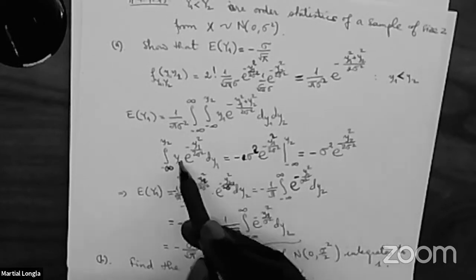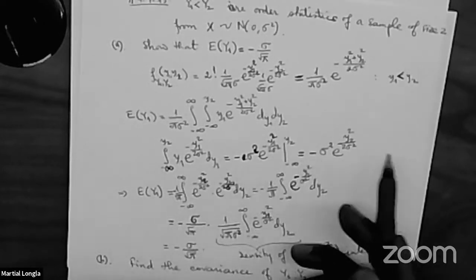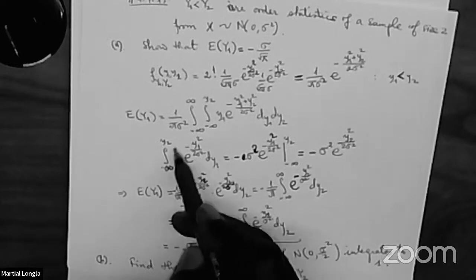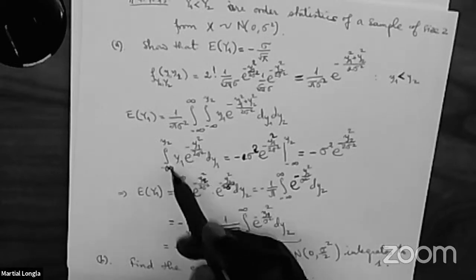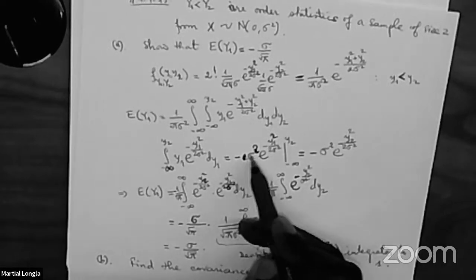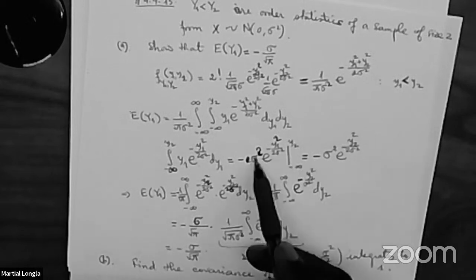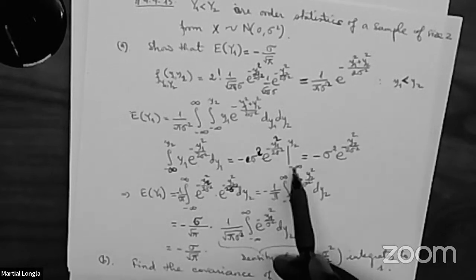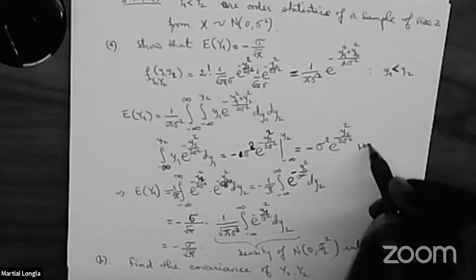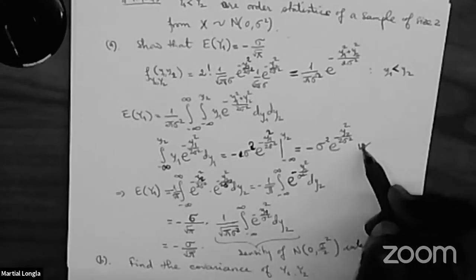Like I said, this is a simple u substitution. This thing that stands here is the derivative of what is up there, up to the negative sigma squared that is missing. So you do u substitution, you integrate, you get this. So that integral equals this, from negative infinity to y2. When you plug in y2, that's what you get. When you plug in negative infinity, you get 0. So this is what the integral is equal to.